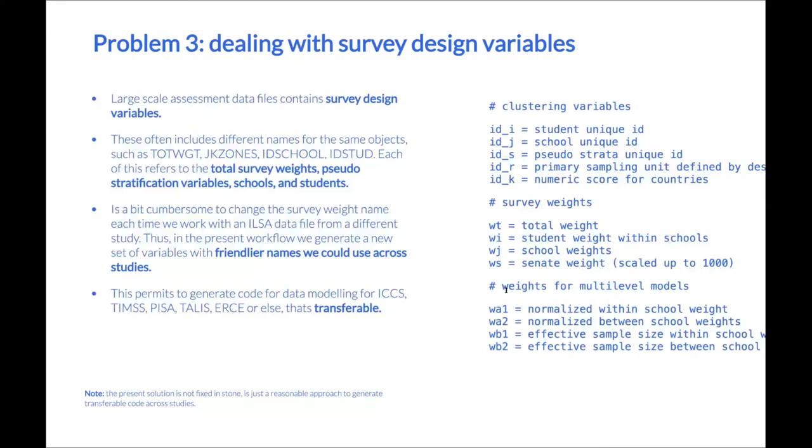And finally, here is the generation of the scale weights for multi-level models that can include the survey weights within their estimations. The most common versions of these scale weights are the normalized within school weights and the effective sample size within school weights. In the references of this presentation is the reference to Stapleton from 2013. Stapleton makes a thorough revision of the features of these two types of scale weights and when one is more convenient than the other. With larger samples, they tend to behave in a similar way. There are cases in which one of the two may be more convenient than the other one.